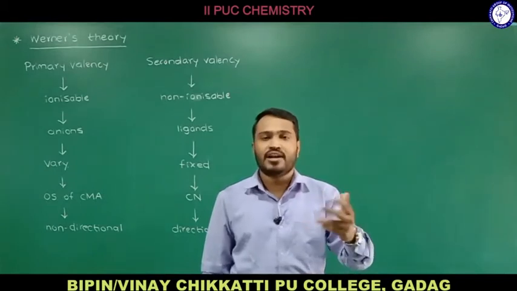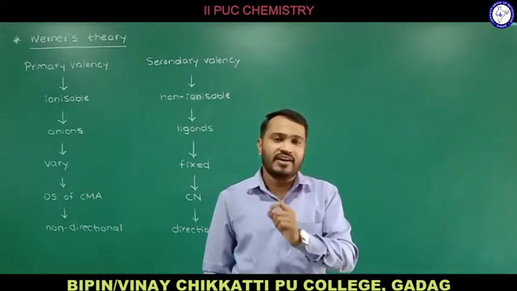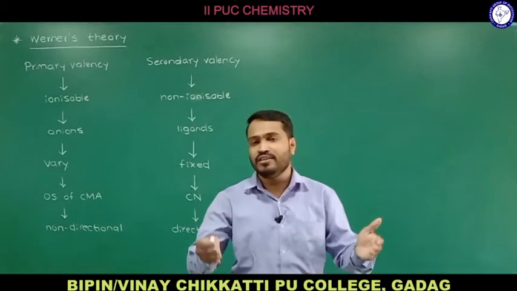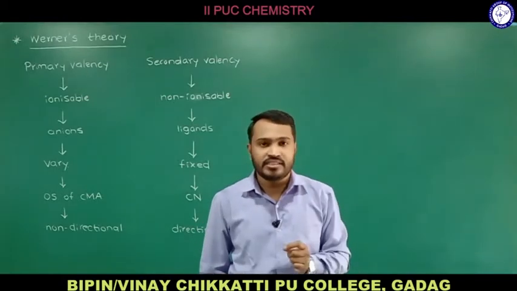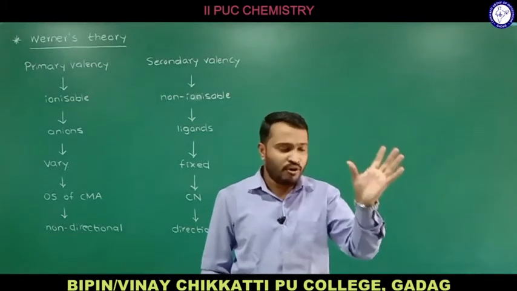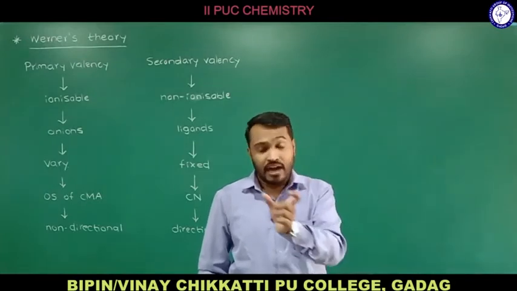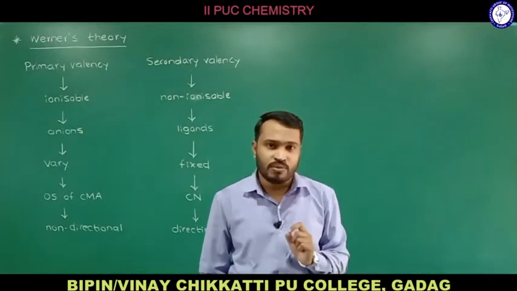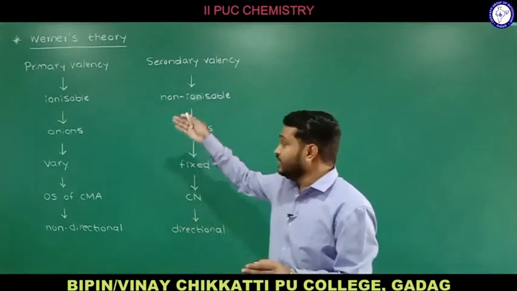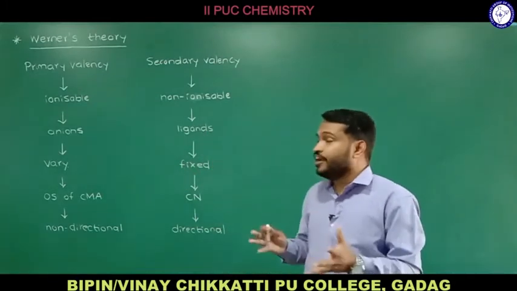Primary valencies are non-directional in nature, whereas secondary valencies are directional in nature. All these are the assumptions of Werner's theory that explain the nature of a central metal atom, ligands and the counter ions of a coordination complex. Then how did Werner actually explain these properties?